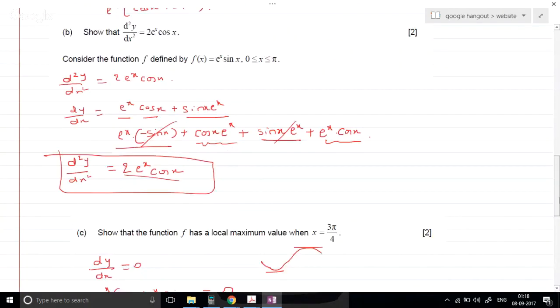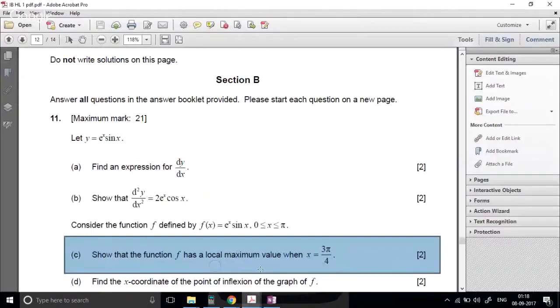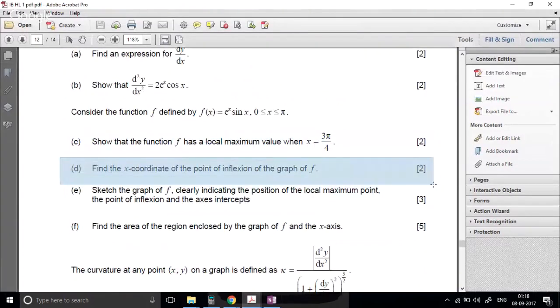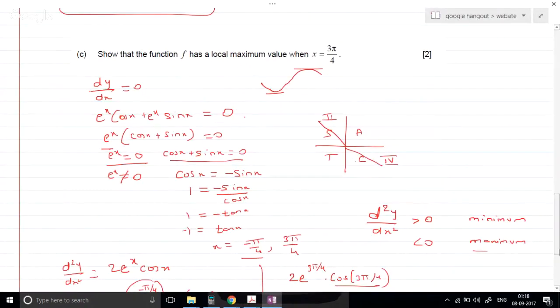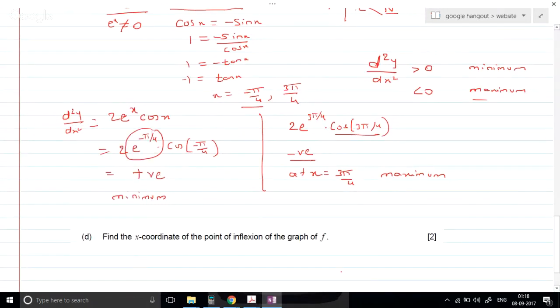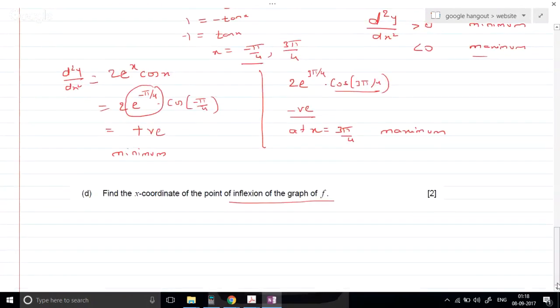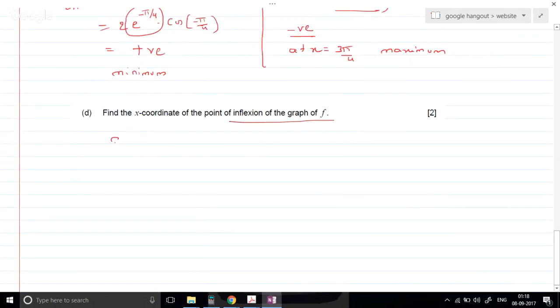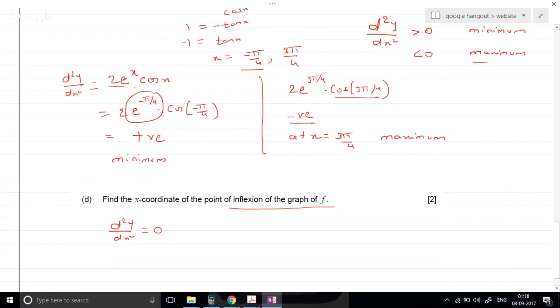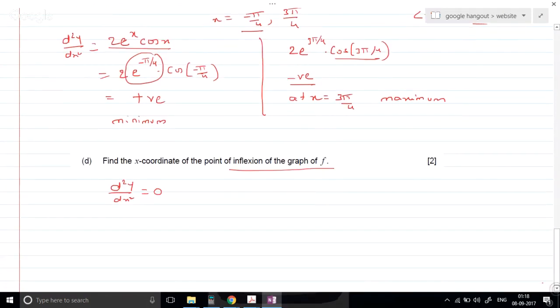Next, let me take the next part of the question. Now find the point of inflection. What does the point of inflection mean? The point of inflection means the second derivative is 0. d square y by dx square is equal to 0. At which point of x it is equal to 0, you have to figure out. So take out the second derivative function. So this term you take it and find the x coordinate.